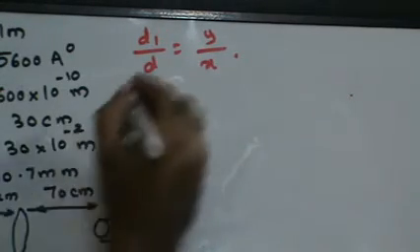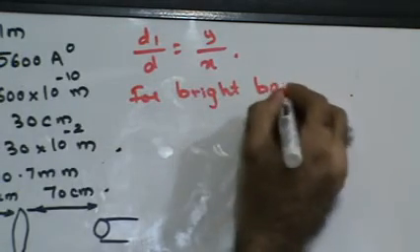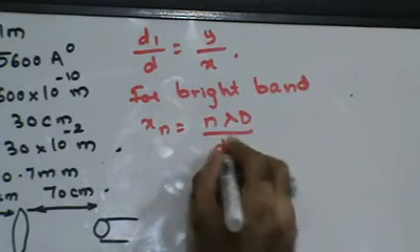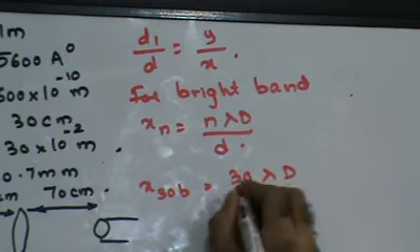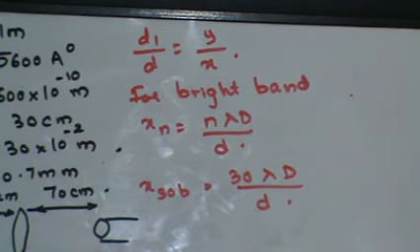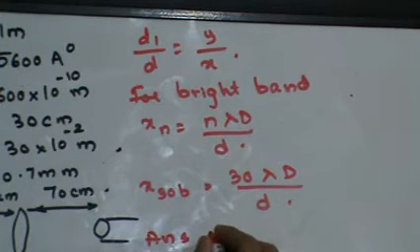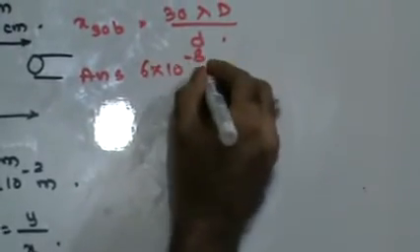Now they've given you the distance of the bright band. For bright band, I can say that xn is n lambda d by d. So x30 bright is going to be 30 lambda d by d. I know everything except lambda. I should get the value of lambda from here. The answer for this sum is going to be 6 into 10 raised to minus 8 meters.